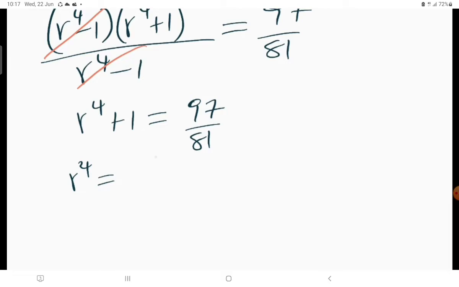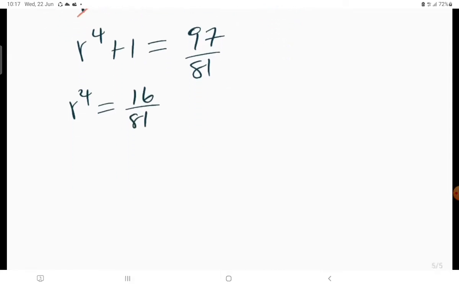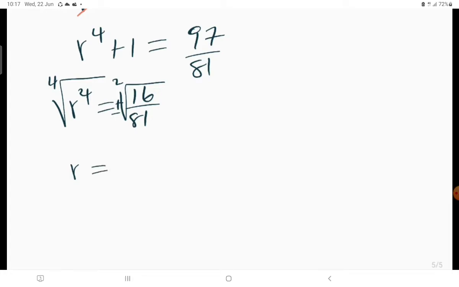Then we can just be left with r to the power of 4. Therefore we take this one to the other side, so it is going to be subtracted from that side. After subtracting, you will just get 16 over 81. Now we need to apply the fourth root on both sides. This is plus or minus. So our r is now going to be plus or minus 2 over 3.